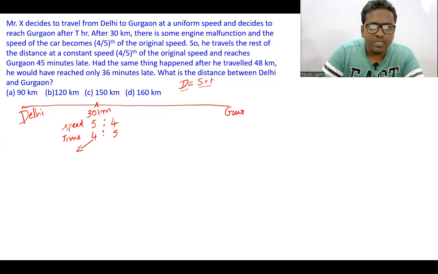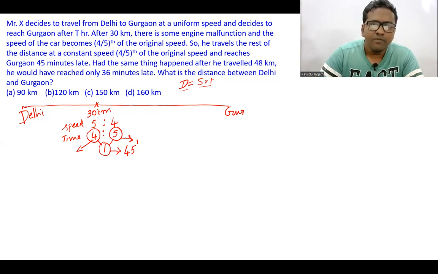Actual time from 30 kilometer point to Gurgaon should be 4 parts of the time. But now it is taking 5 parts of the time. So 5 parts minus 4 parts, one part. One part is equal to the 45 minutes late. It reaches Gurgaon after 45 minutes. So one part is 45 minutes.